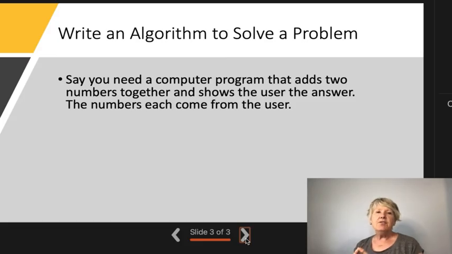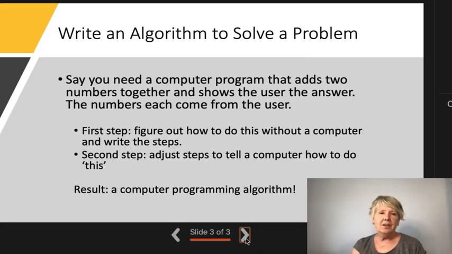Okay. Say you need a computer program that adds two numbers together and shows the user, whoever's running the program, the answer. And the numbers, ultimately, those two numbers, came from the user. So the first step is, again, to figure out how to do this without a computer and write these steps down, like you're telling another person how to do it.